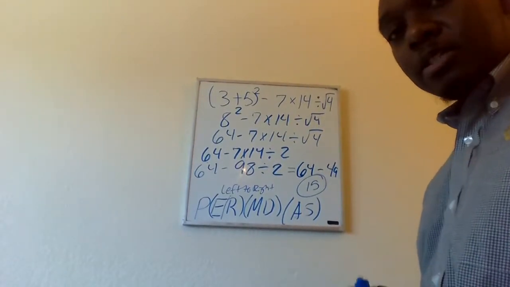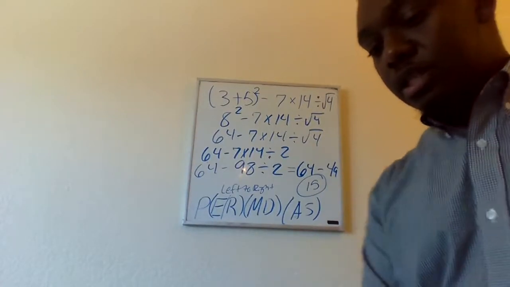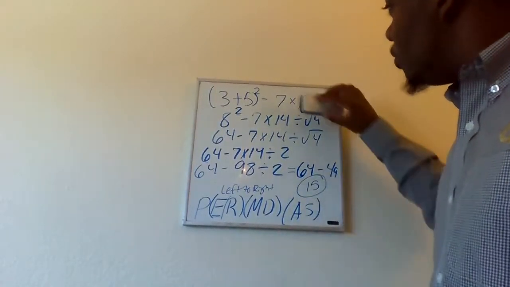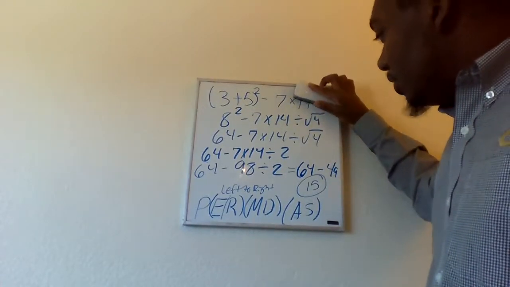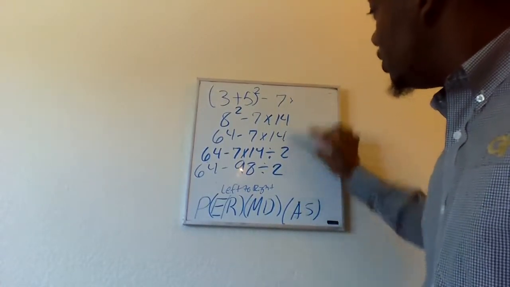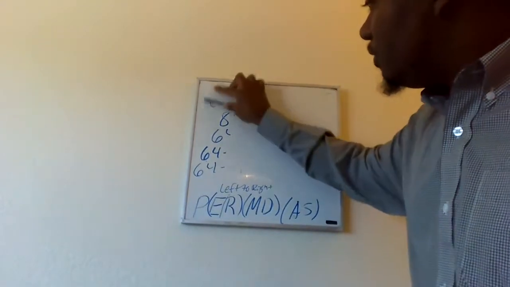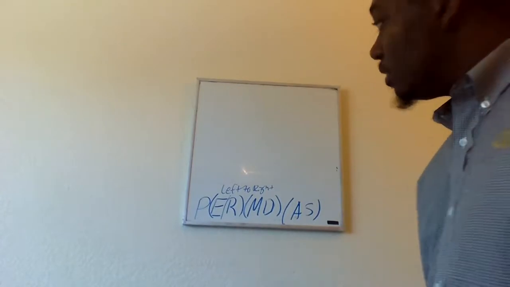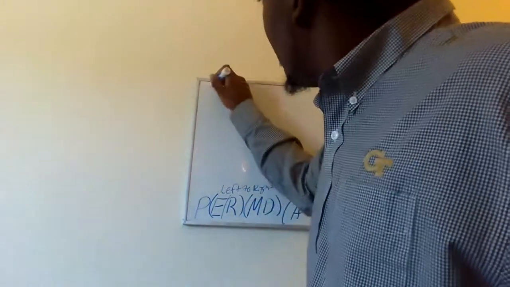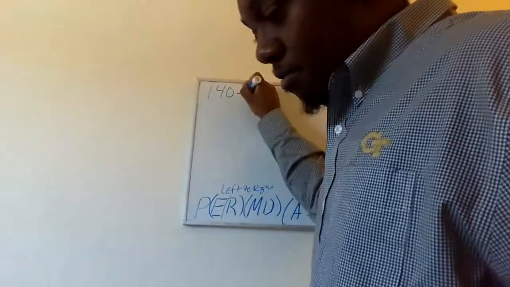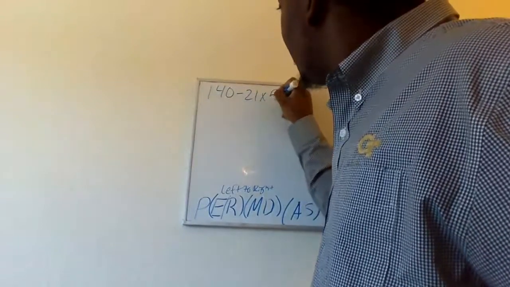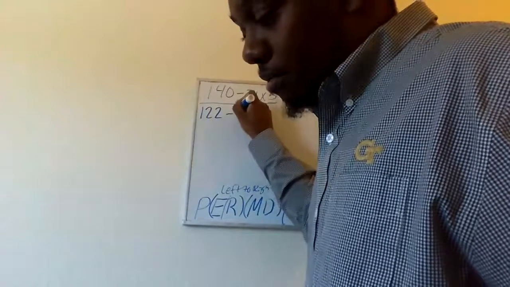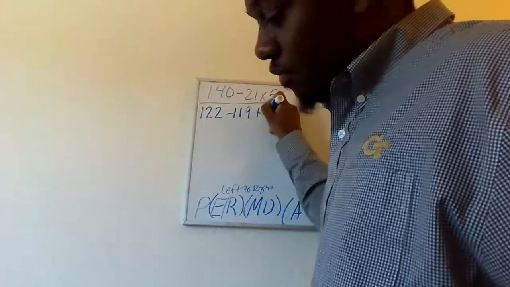I made this problem up so we could see all of the operations used, and so you could see how you would have to do them in a certain order. But we'll do one more involving order of operations. Remember, going from left to right. And I want to do this next problem for a specific reason, because sometimes problems will be written a specific way. And so here we go. We have 140 minus 21 times 5 divided by 122 minus 119 plus 4.